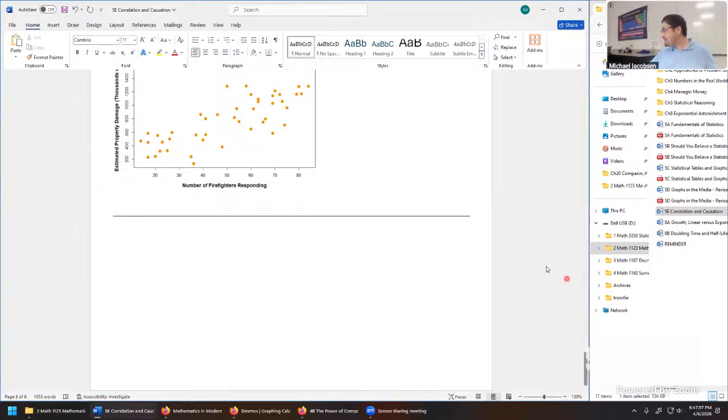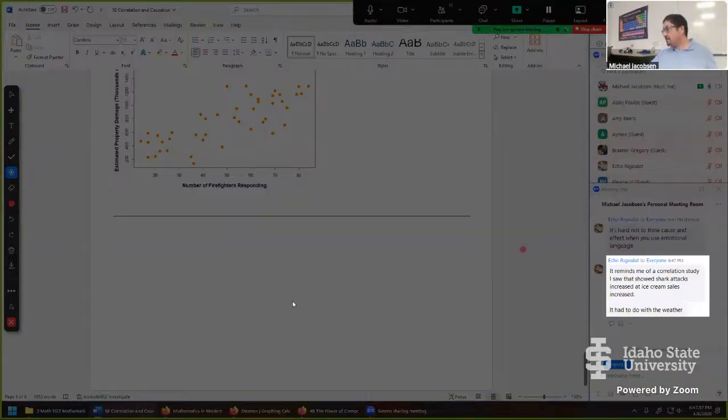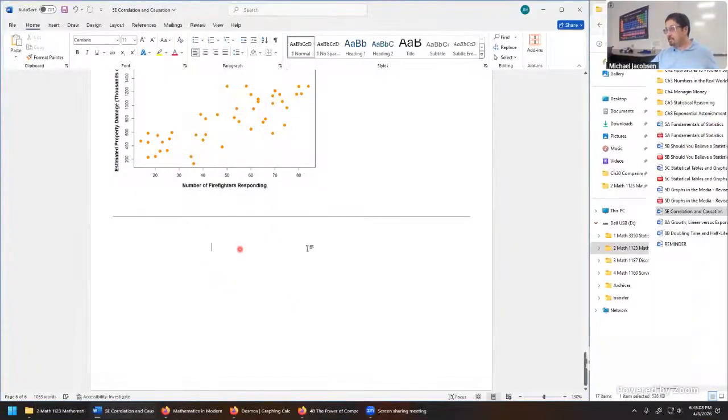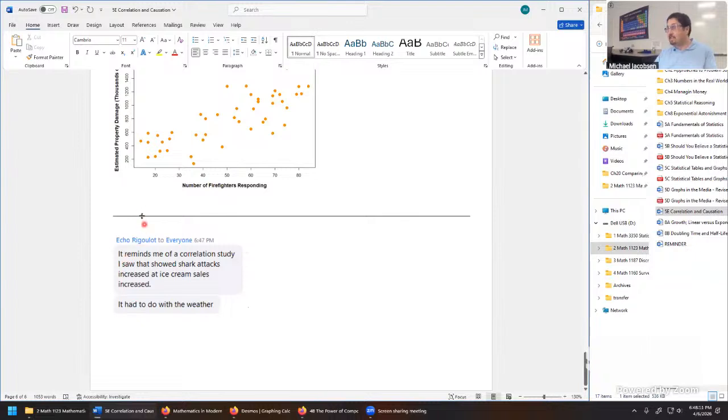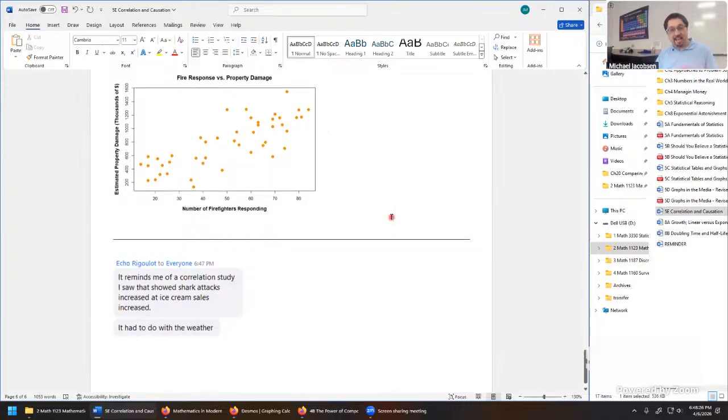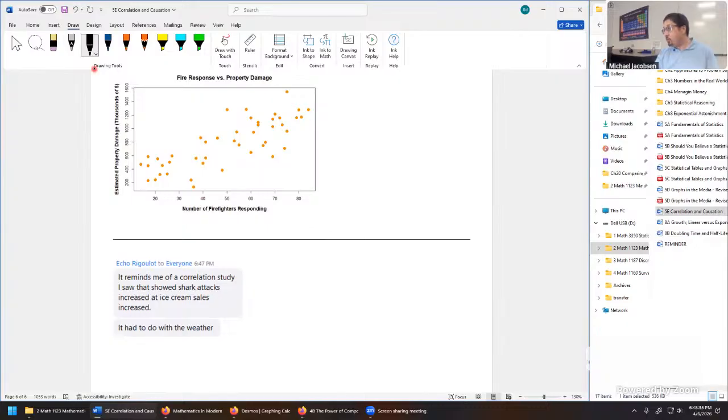So from a comment in class, this is a great response here. If we look into the variable of shark attacks, maybe that's going to be, say, the property damage, and ice cream sales. The number of shark attacks increased as ice cream sales increase. Ice cream sales would go on this variable. That's the same kind of variable here. Doesn't mean we want to ban ice cream sales, right? Or here, it doesn't mean we want to limit firefighters responding. But as Echo said, the weather, and this one is the lurking variable.